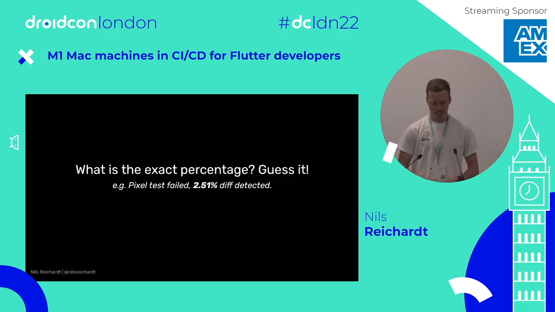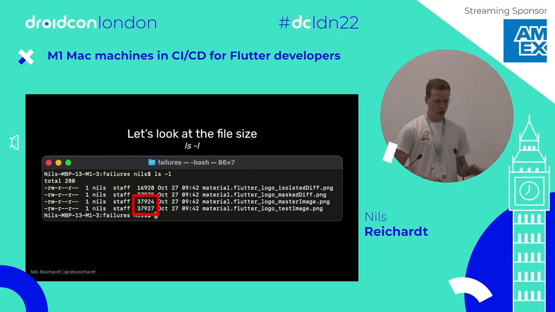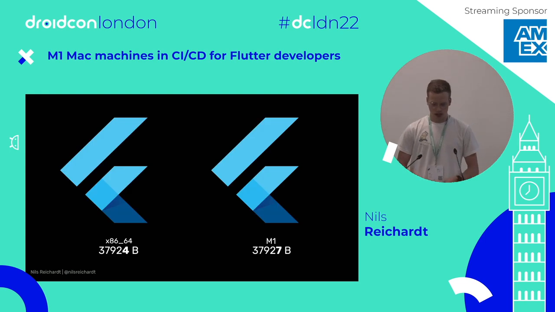Okay, I show the results, and the result is 0.00. Because the difference is so small, it just rounds down to 0.0. If you're looking at the file size, it's a very small difference. On the left you can see the original image, on the right the M1 image, and it's only 3 bytes difference. So there is a difference, but it's very small. You have to keep this in mind when you are using M1 and go and test.